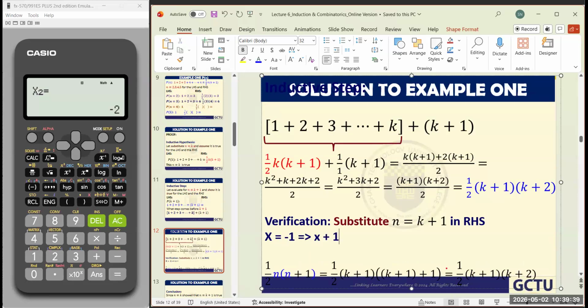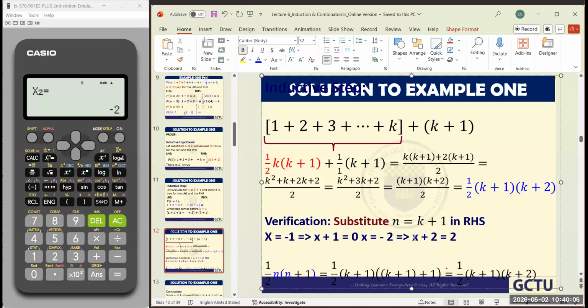Do you remember? It became x plus 1 is equal to 0. So this was the answer we got from the calculator. But if you want to write it as a factor, then it becomes x plus 1. That is why I wrote k plus 1. And the other one was when x is equal to -2. If you want to equate this to 0, then it becomes x plus 2 is equal to 0.